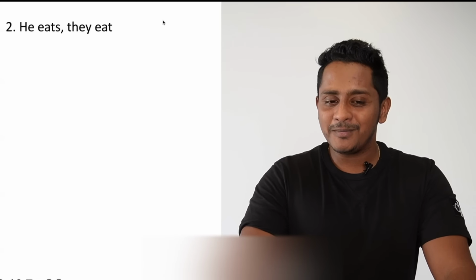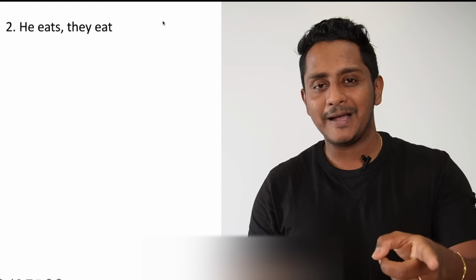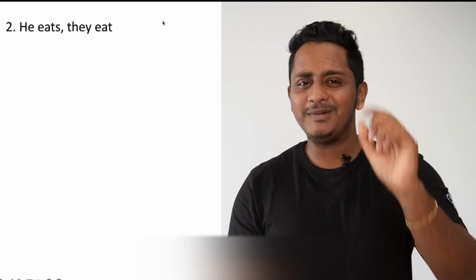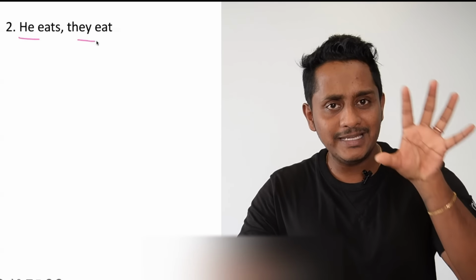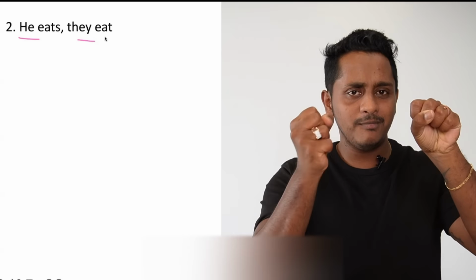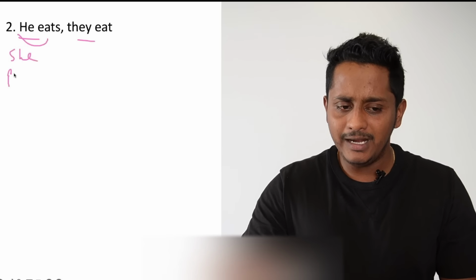This is called subject verb agreement. If you want to score good in your reading fill in the blanks, then trust me, this is the guy. You cannot leave this guy behind. He eats, they eat. If there is a singular noun, the verb will have S in it. He is singular. She eats. It gives.